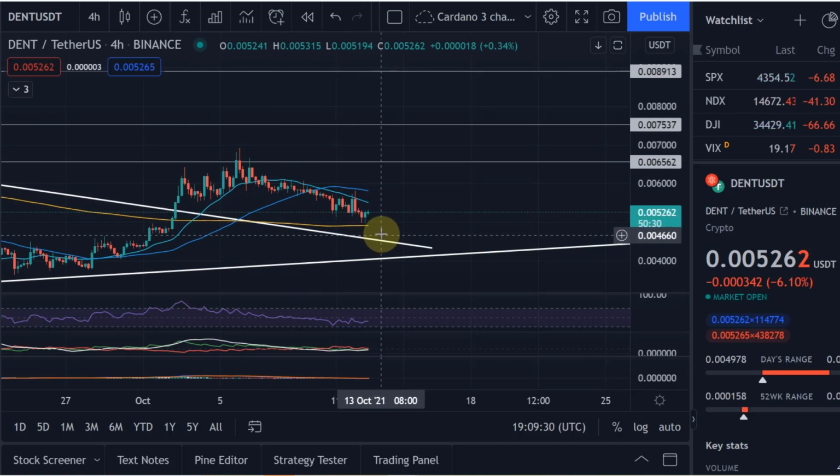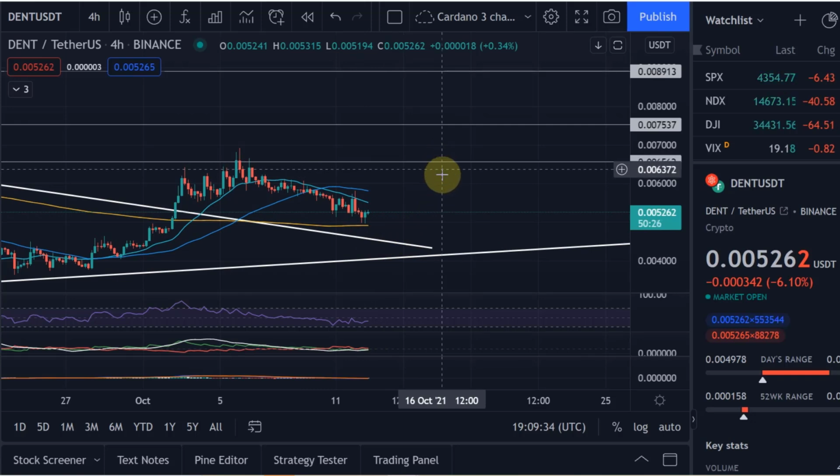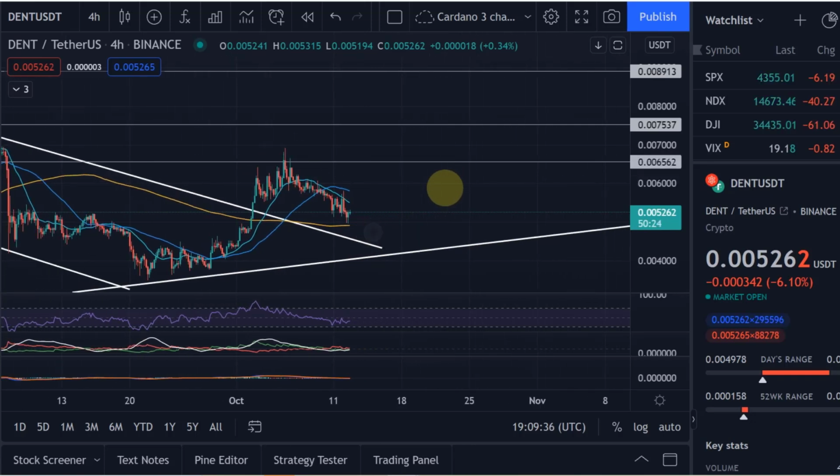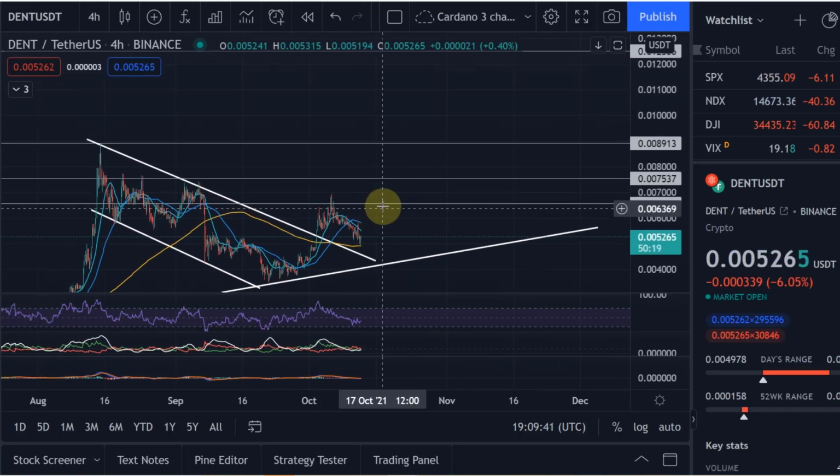I would want us to touch that line here, get a reversal here, and then get above that point. I would be looking for breakout points here. I wouldn't just speculate and just go in. I would want to wait for a breakout point. In my view, that would be a breakout point here at 6.5.